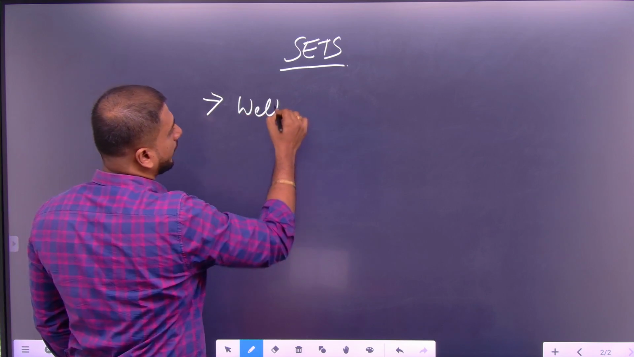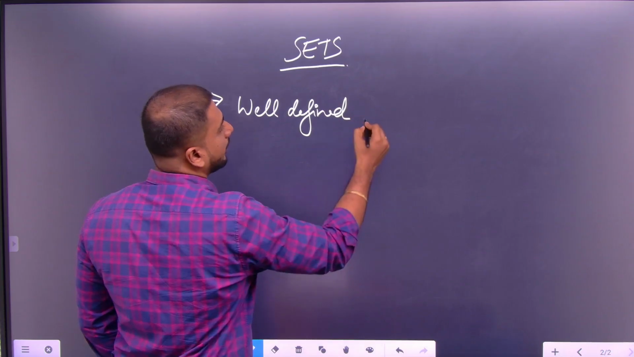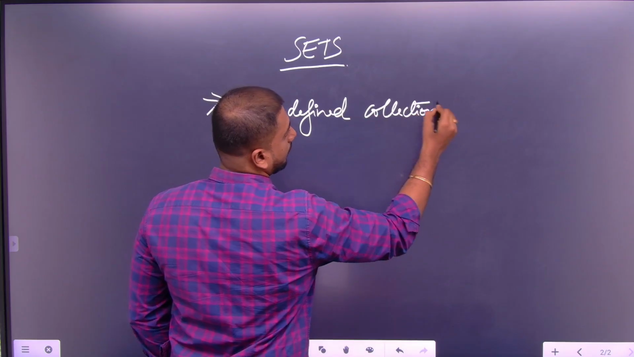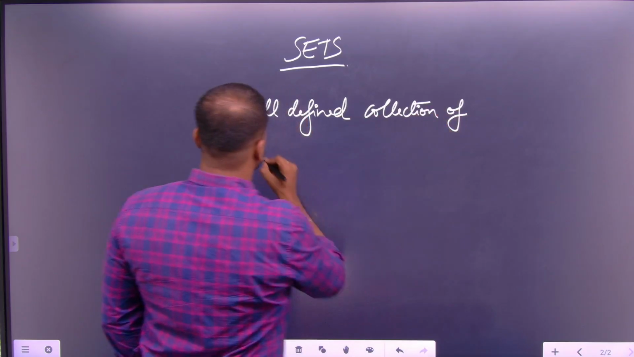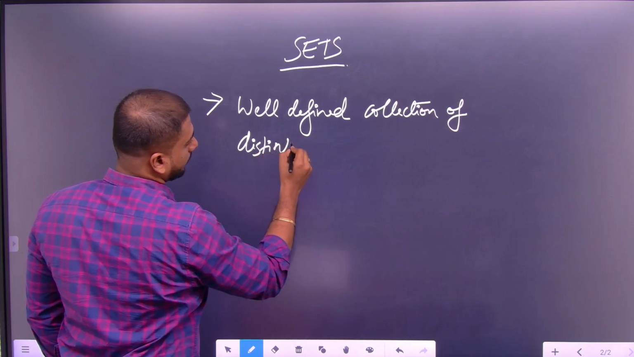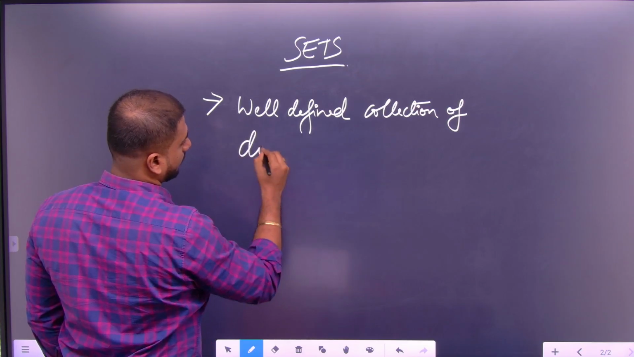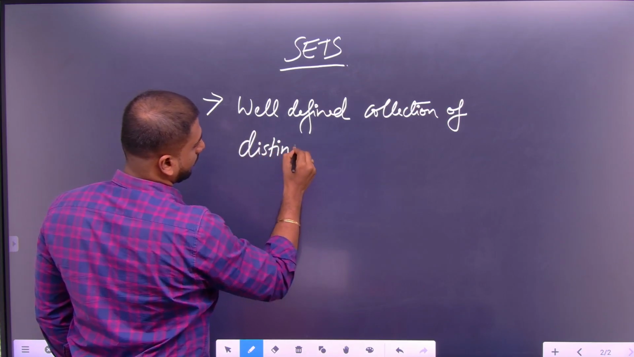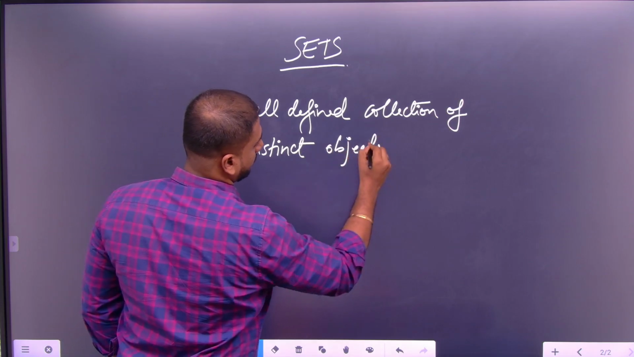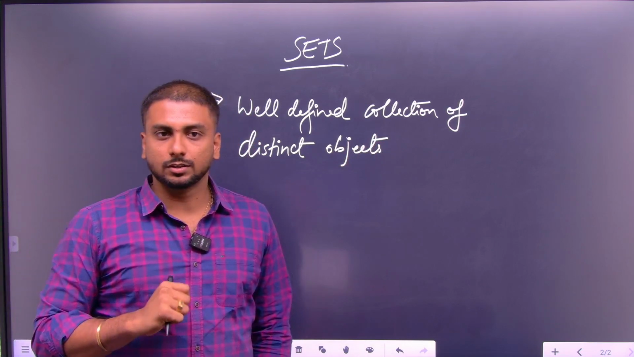It's a well defined collection of distinct objects. Okay. Now, what is a well defined collection of distinct objects?